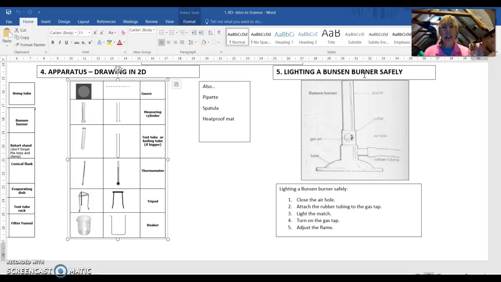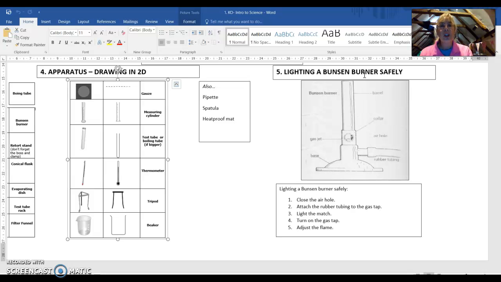So when I cover it up, let's see how much I can remember. Okay, so I'm going to turn the collar so that the hole is closed. I'm going to attach the pipe. Oh, and then I forget. So that's the point that you go back, you look through it. Oh, I then light the match, then turn on the gas tap, and then adjust the flame. Okay, let me cover it up. Let's see if I can remember it.